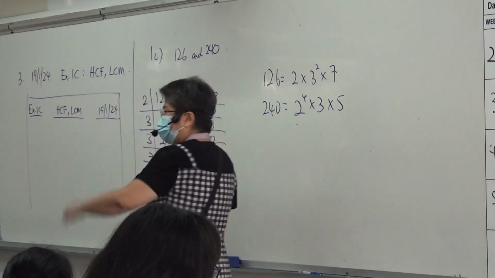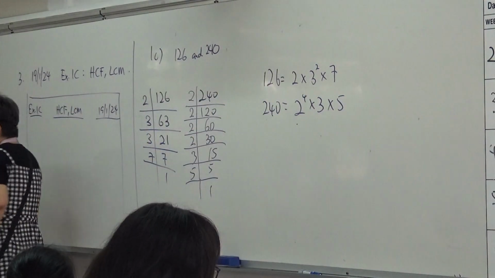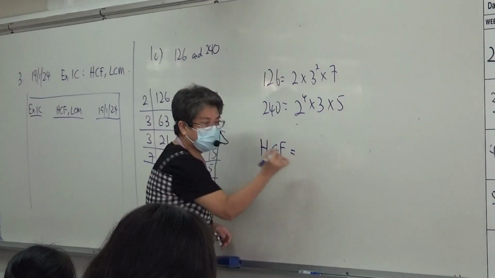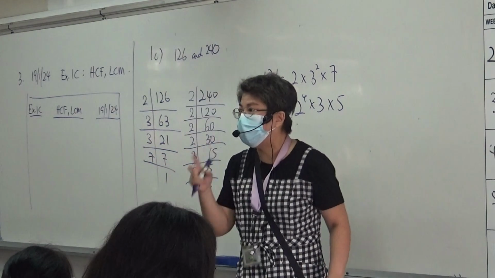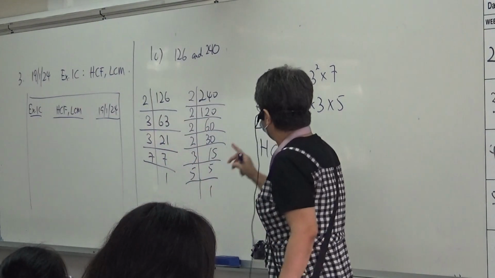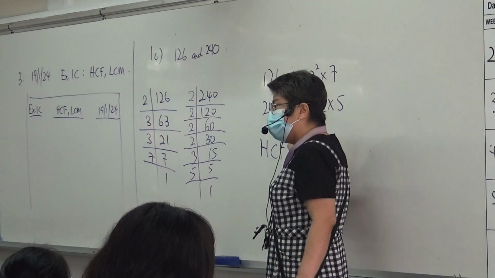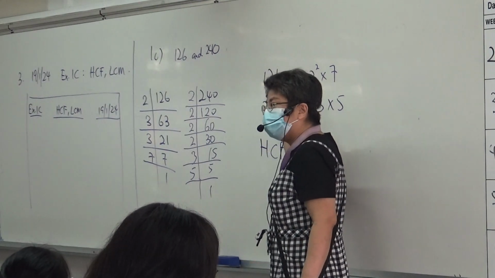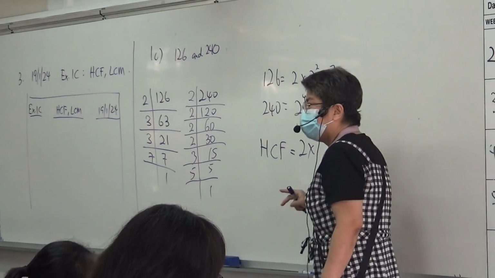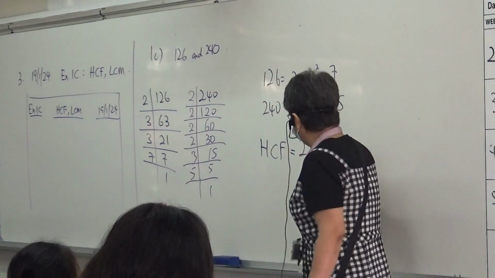Look at the question again. What's the name? Highest common factor. Highest common factor means what? Both must have, and the lower one. Okay. Can I take 2 to the power 4? No. I can take what? 2. Can I take 3? 3, okay.